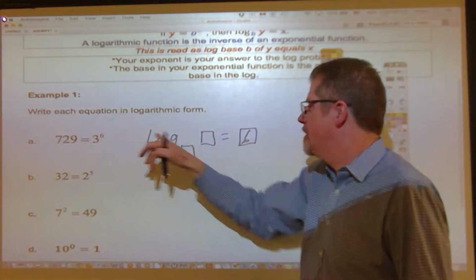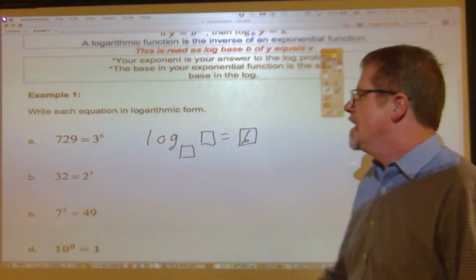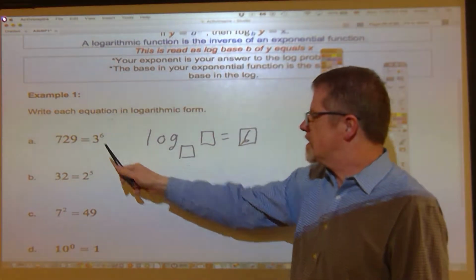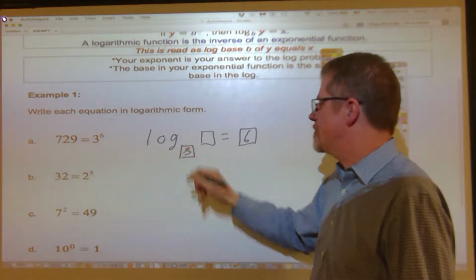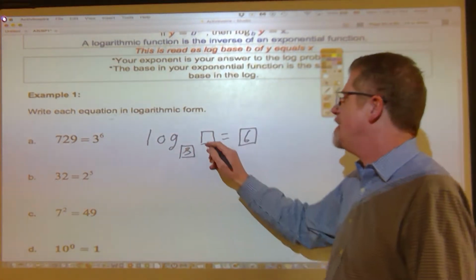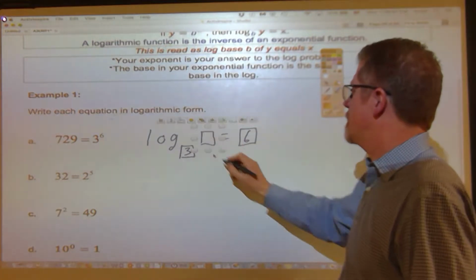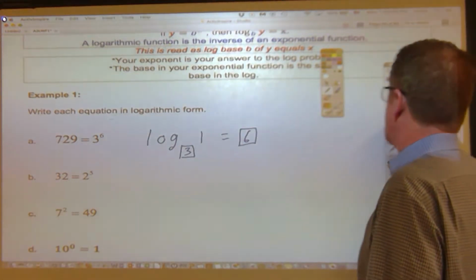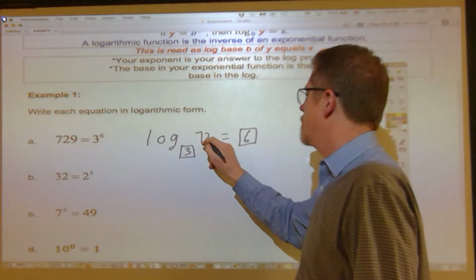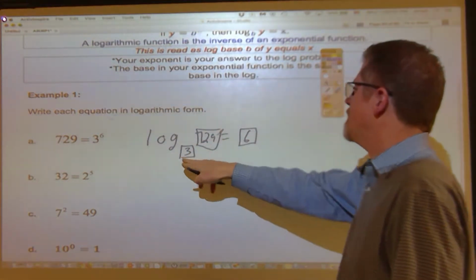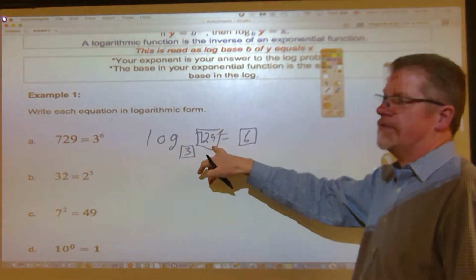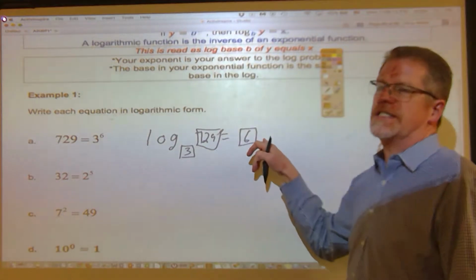So the exponent goes on the other side of the equal sign. The base of the exponential expression is 3, so that goes in the base location. And by process of elimination, the only other place where we can put the 729 is in the input slot. So we would say the log base 3 of 729 is 6.